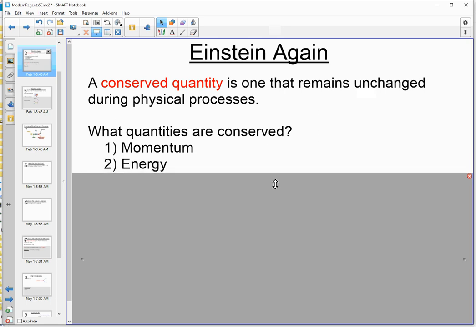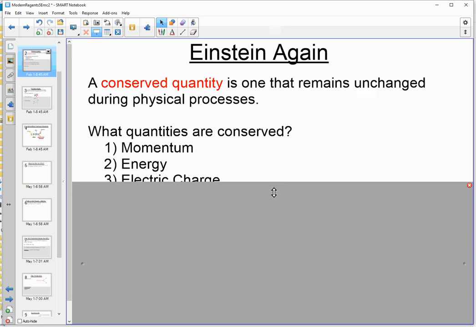And then we took a look at energy conservation. We said E total before equals E total after. And for example, we had a roller coaster going down a hill. That would be our physical process, the coaster going down the hill. And we converted gravitational potential energy into kinetic energy. And it allowed us to do things like find the speed of the roller coaster at the bottom of the hill.